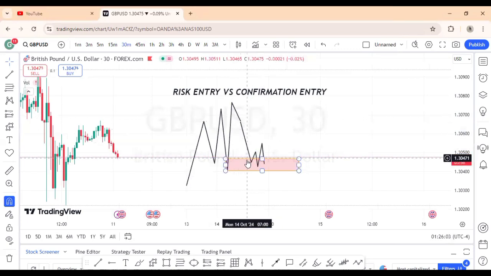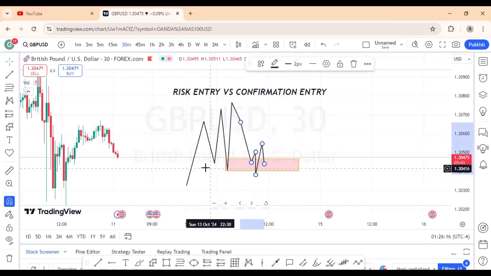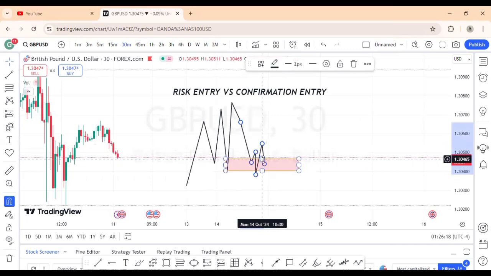It was for price to come there and then give you a lower time frame structural shift. So this lower time frame structural shift acts as your confirmation. That means price is ready to go in your direction. Or sometimes price can take out that low. You can take out this liquidity and then confirm for a buy.